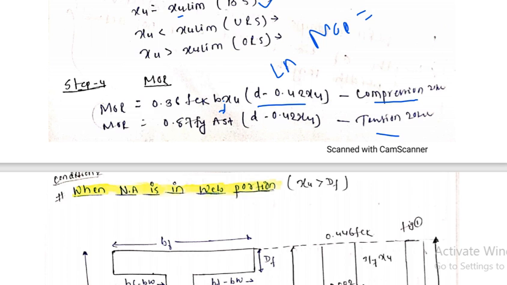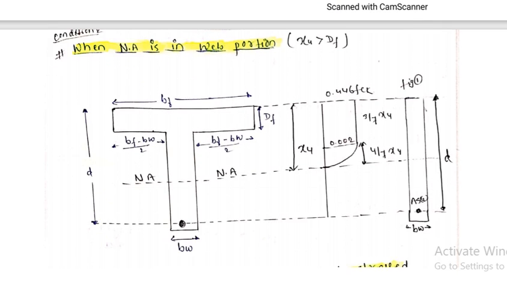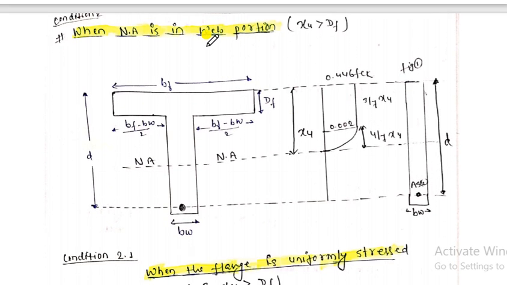So let's see the second condition. When the neutral axis lies in the web portion, there is a chance of it lying in the flange. If it lies in the web portion, then what happens? Hope you can understand these figures. This is the effective width, this one is the effective depth, and this one is the neutral axis.